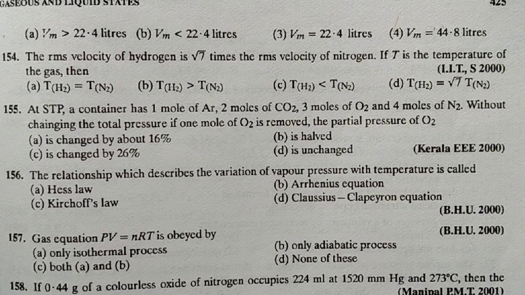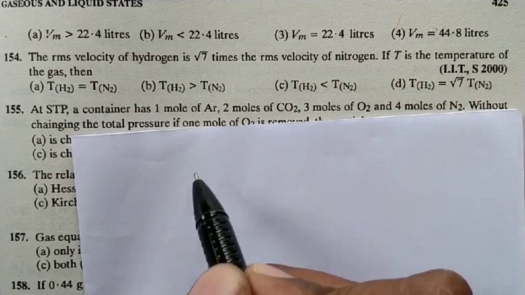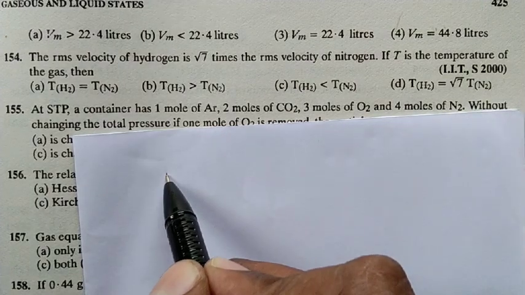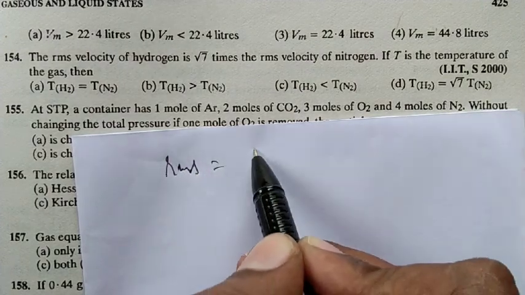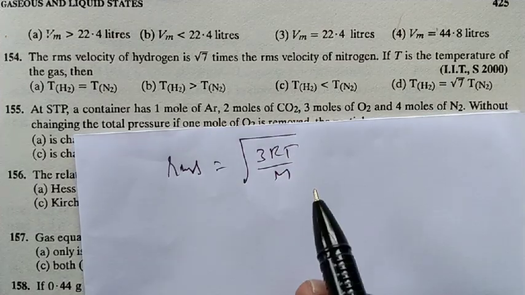The RMS velocity of hydrogen is root 7 times the RMS velocity of nitrogen. If T is the temperature of the gas, then some options are given: temperature of hydrogen versus temperature of nitrogen combinations. First of all, what is the RMS velocity formula? The RMS velocity formula is root 3RT by M. This is the formula you know.